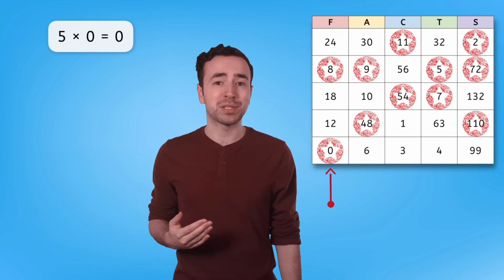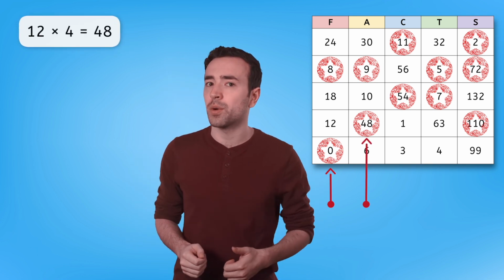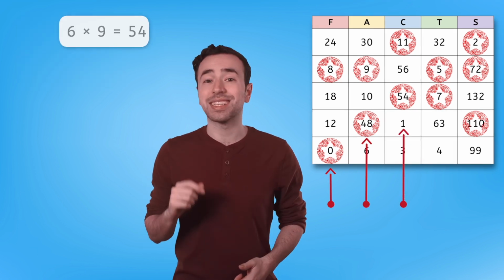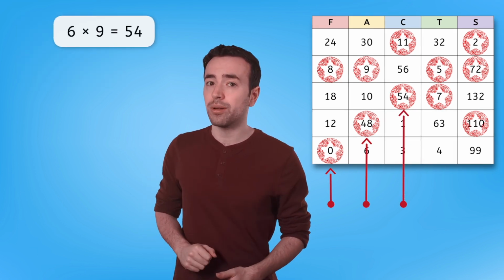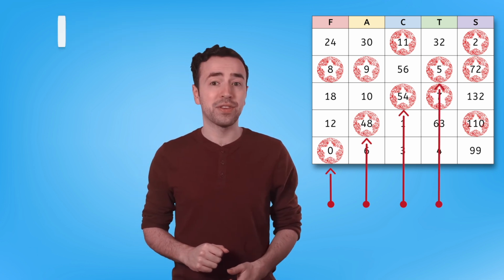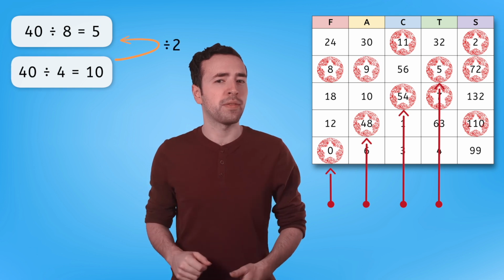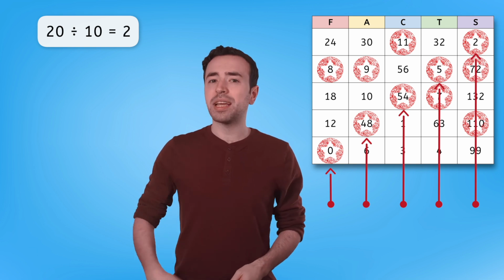Let's check these answers. F, 0, because 5 times 0 equals 0. A, 48, because 12 times 4 equals 48. I used my 2s to help me with that one. C, 54, since 6 times 9 equals 54. T, 5, since 40 divided by 8 equals 5. Knowing my 4s helped me out there. And finally, S, 2, because 20 divided by 10 equals 2. That makes 5 in a row diagonally, corner to corner.